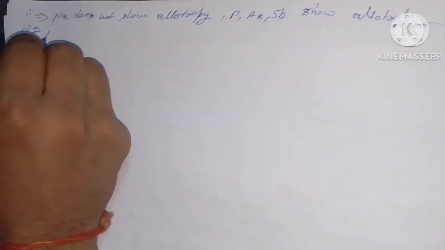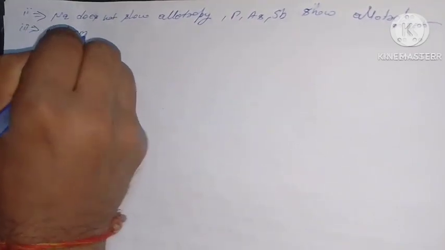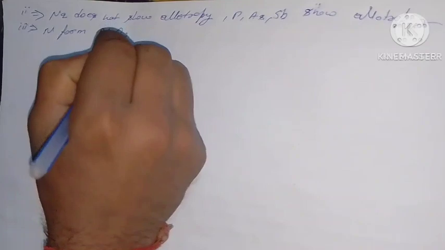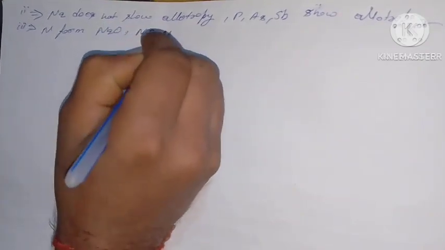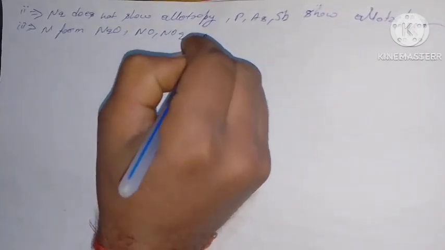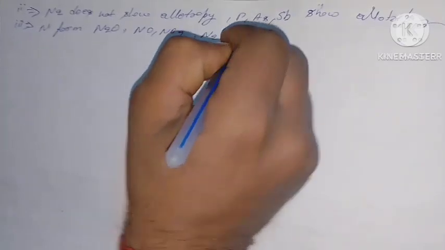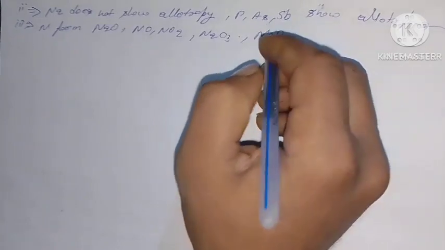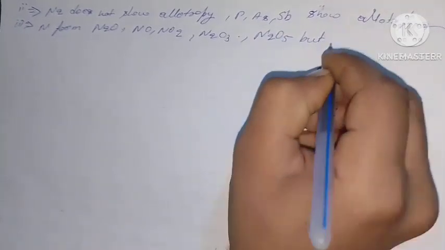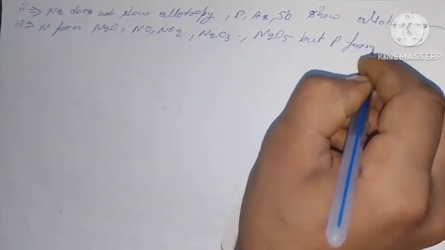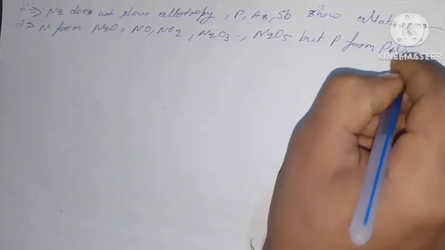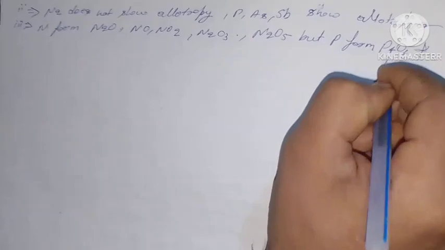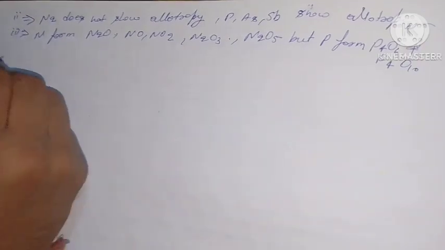Third point. Nitrogen forms N2O, NO2, N2O3, N2O5, but phosphorus forms P4O6 and P4O10.